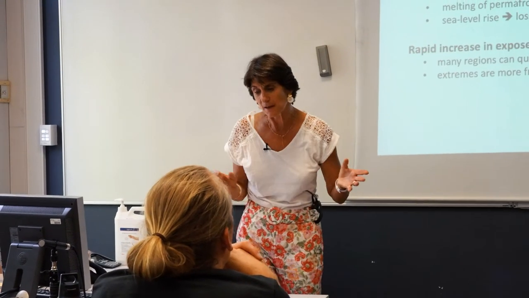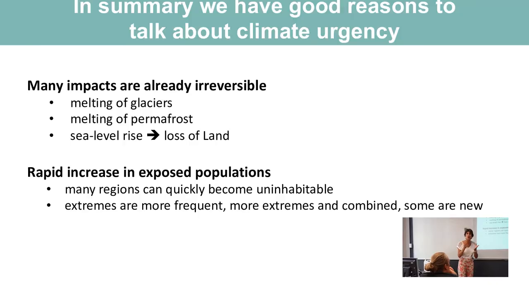Okay? So if I summarize all these evidences that I went through very quickly, so I have not shown everything, but there are many impacts that are already irreversible. The loss of glaciers is something that is irreversible, at least for two, three, four generations. It can come back again at one point, but it's almost irreversible. Then you need to define what is irreversibility. The melting of permafrost also, those regions have necessitated thousands or tens of thousands of years in order to be here. They are melting. The sea level rise, so it's a loss of land.